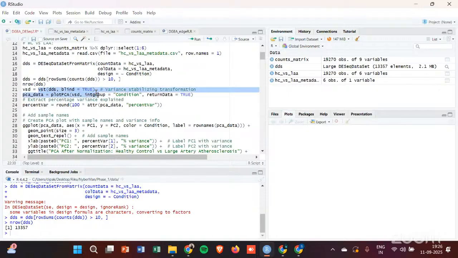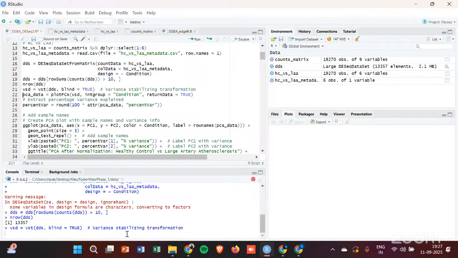This has very complicated math behind it. We won't go into that, but always try to use blind equal to true. I think it is the default, but I still wanted to show you, because then it does not do any prior normalization techniques. It does it on the raw counts, and that is the truest variance stabilizing transform that you should be doing. If I run this, it will take a couple of seconds. Once it has run, we will be ready to do the PCA.